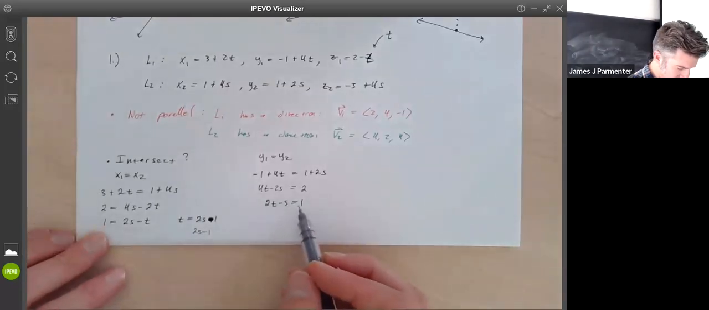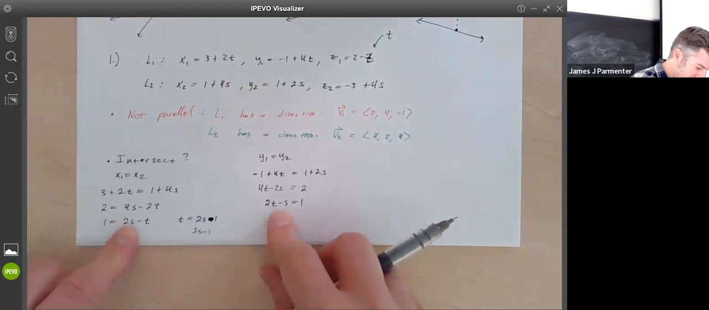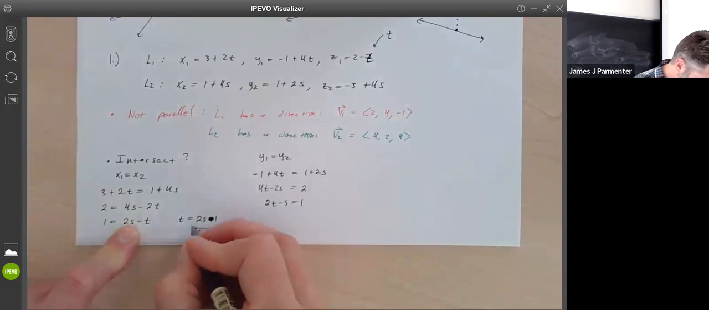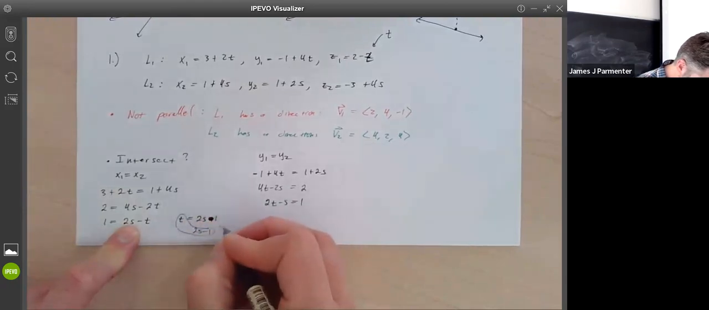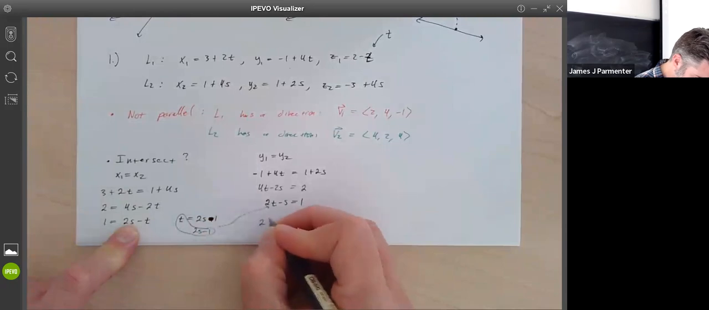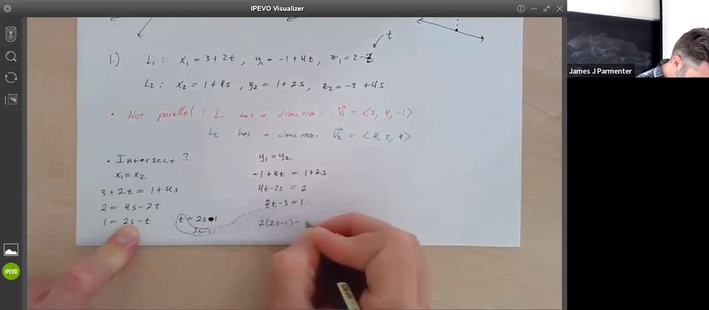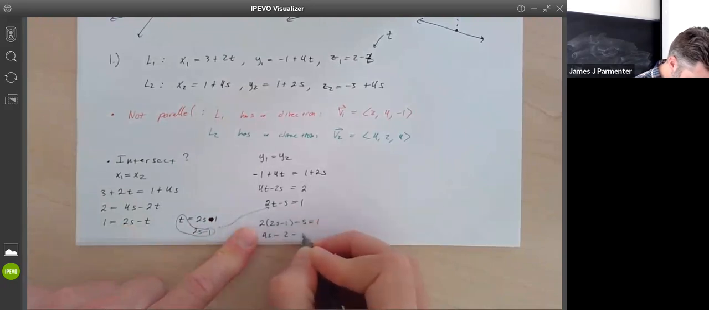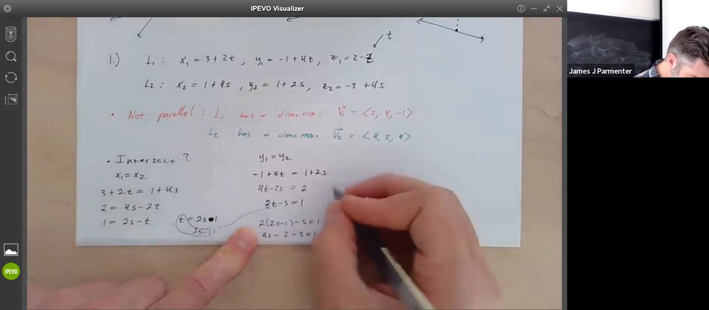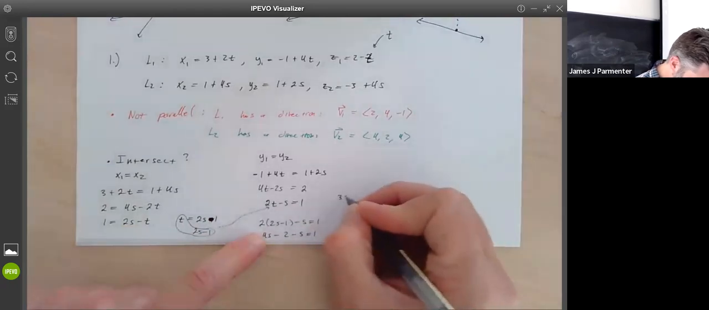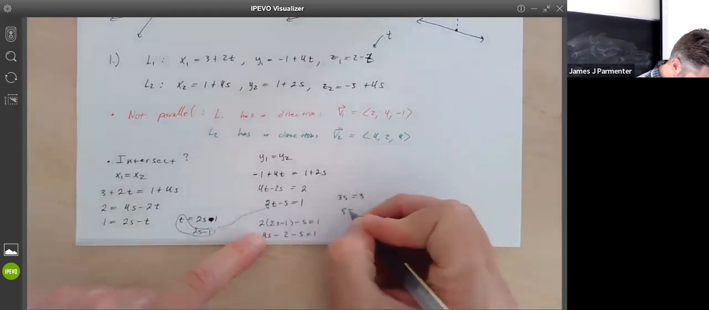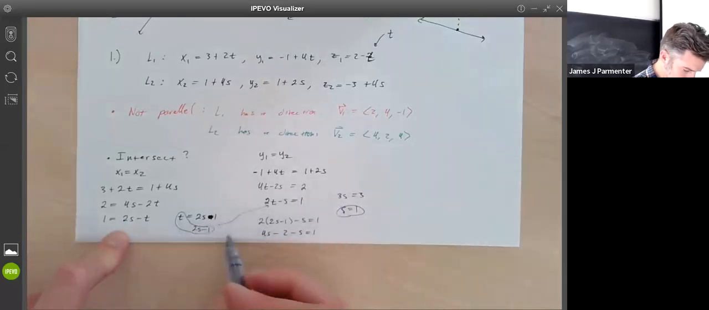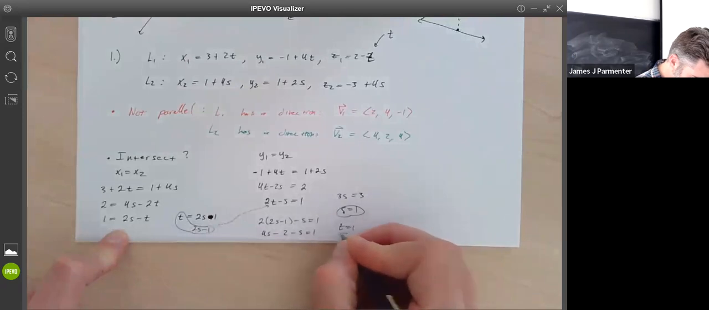So you could set these equal to each other, or you could say t is 2s minus 1, and then you could plug this in for t here. Say, okay, well, 2 times 2s minus 1 minus s equals 1. So 4s minus 2 minus s equals 1. So I'm going to get 3s equal to 3. So s equals 1. If s equals 1, t is equal to 2 minus 1. So t is also equal to 1.